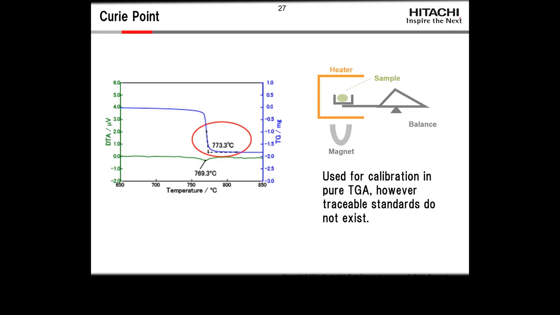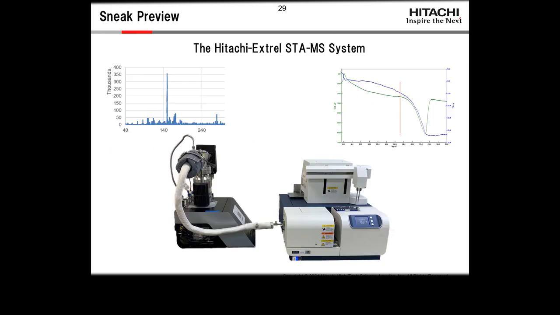And you can use it, because it is a sharp transition, to calibrate a TGA by putting a magnet under it and watching the change in weight. However, as I said, the problem is there aren't really traceable standards, and there are pretty much only two elemental standards between 0 and 1,000, and that's iron and nickel.